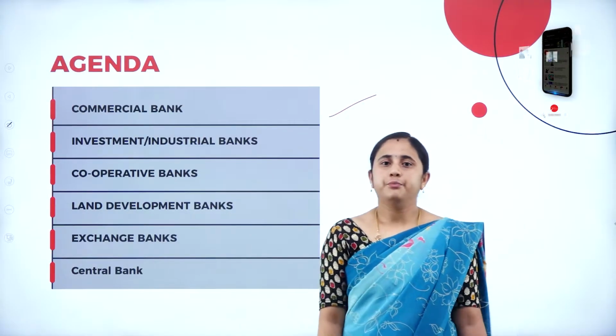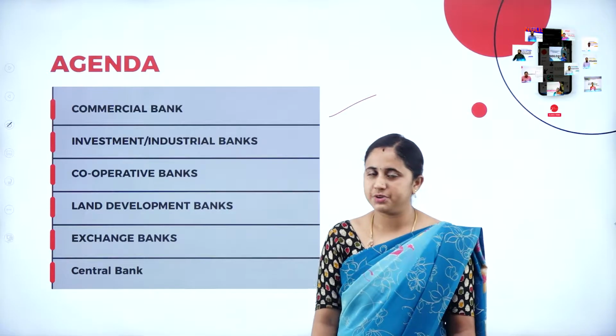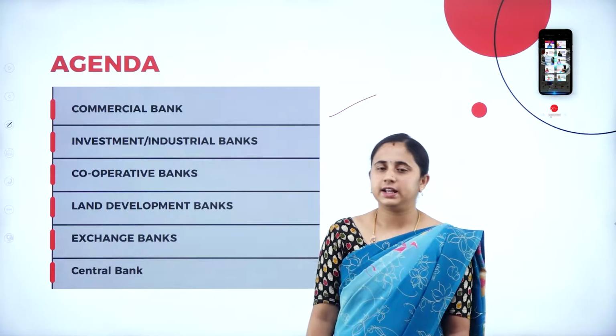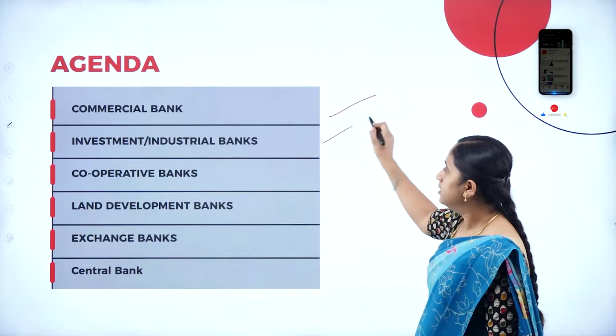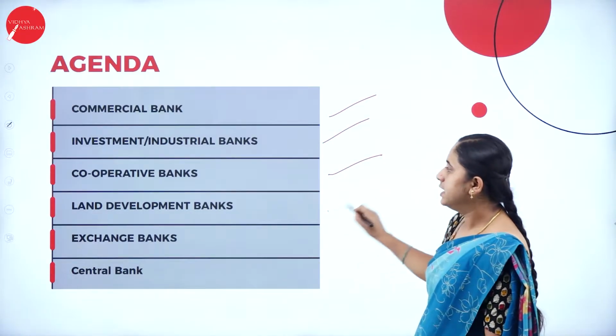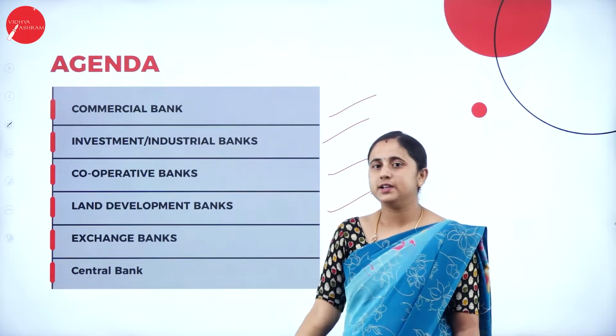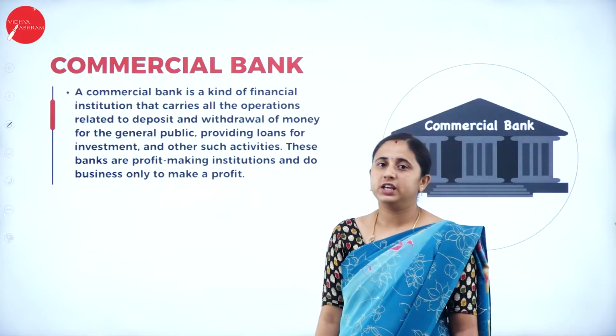So we all know the brief introduction about commercial bank. What do you mean by commercial bank and the types of commercial bank? So let us discuss in detail about the commercial bank, then industrial or investment bank, cooperative banks, land development banks, exchange bank and central bank and its function. So let us start with the commercial bank.